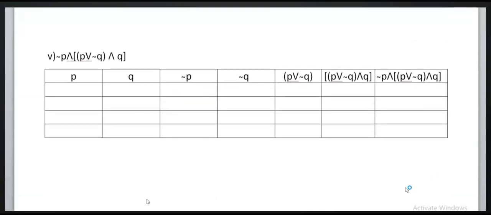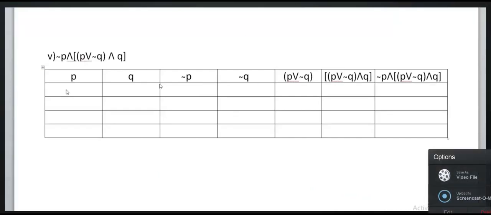Now the next is, see this again. What is the main joint here? The main joint is AND. This is important and this we are finding here. To get this we require the negation of P and negation of Q. In between them, first find out P or negation Q, and then find P or negation Q and Q. This we want to find out, and make the AND statement with the negation of P. Now see this here.